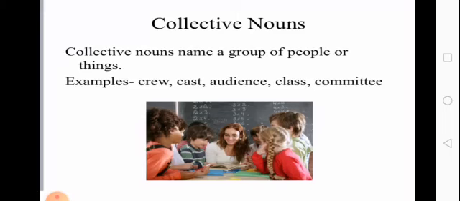Collective nouns name a group of people or things. For example, crew, cast, audience, class, committee. I hope collective noun is now clear to you all.